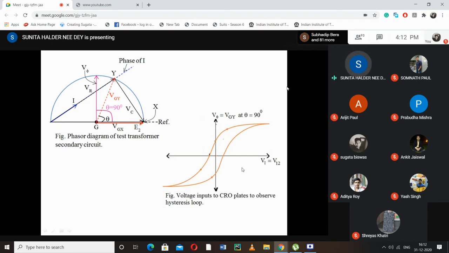Now if we want to see the waveform of VGY or V12 alone, then you just change the mode to X mode or Y mode. For X mode, you will check the variation in V12 with respect to time. For Y mode, you can check the variation in V phi with respect to time. You can see all that on the same screen, but at different instants.